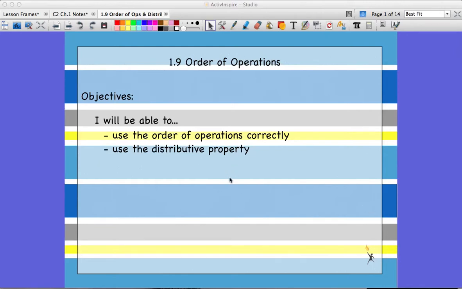Welcome to Lesson 1-9, Order of Operations. Today's objectives: I will be able to use the order of operations correctly, and I will be able to use the distributive property. So today we're just going to talk about how to use the order of operations, and then in our next lesson we're going to talk about how to put them into use in real-world situations.